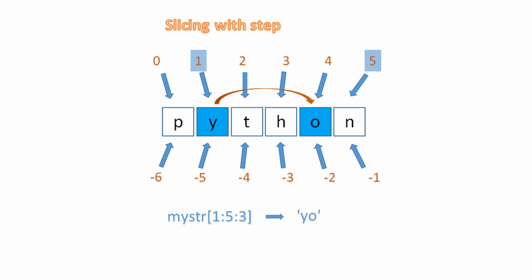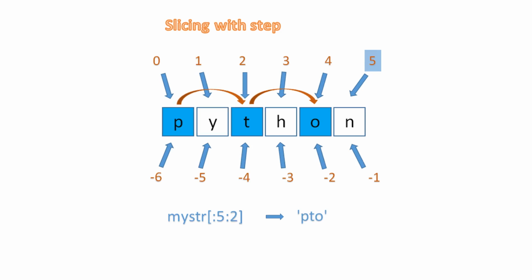In this example, start index is 1, end index is 5, and step is 3. It skipped two elements and accessed the third element from current element. So the output is YO. Slicing with optional index. In this example, start index is empty, end index is 5, and step is 2. It gets alternate element. The output is PTO.